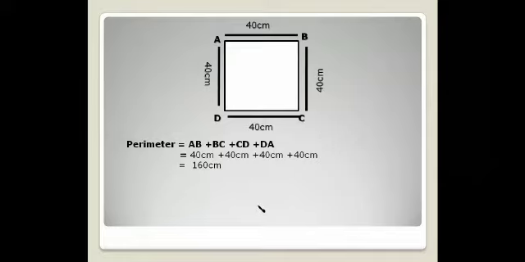Now we're here, next we'll use the formula for it. Okay. Perimeter is equal to 4 into length, that is 4.